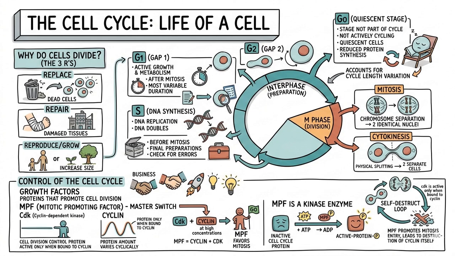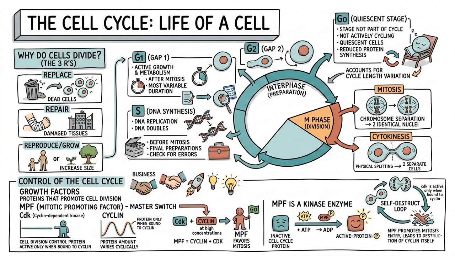MPF promotes entrance into mitosis from the G2 phase by phosphorylating multiple proteins during mitosis, including one that leads to destruction of cyclin itself. CDK or cyclin-dependent kinase is a cell division control protein, active only when bound to cyclin. Cyclin is a protein whose amount varies cyclically throughout interphase. When in high concentrations, it binds to CDK and makes MPF that favors mitosis.